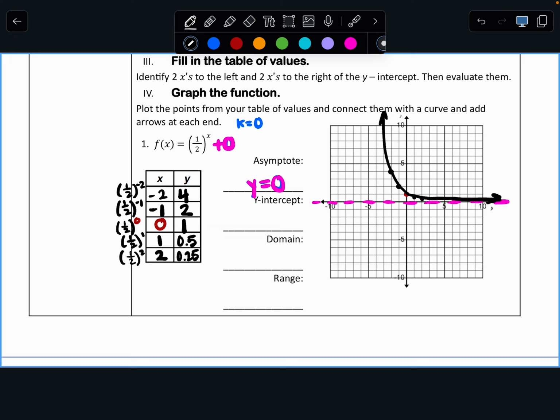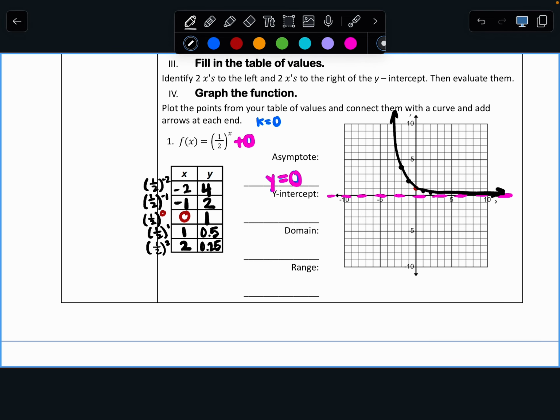So this line, as it flattens out, will continue to get closer and closer to 0 forever, never actually touching y equals 0. My domain, oops, that's where my y-intercept goes, 0, 1. My domain is -∞, infinity, and the range is going to be 0 with a parentheses, not a bracket, because it will never actually touch 0, to infinity.